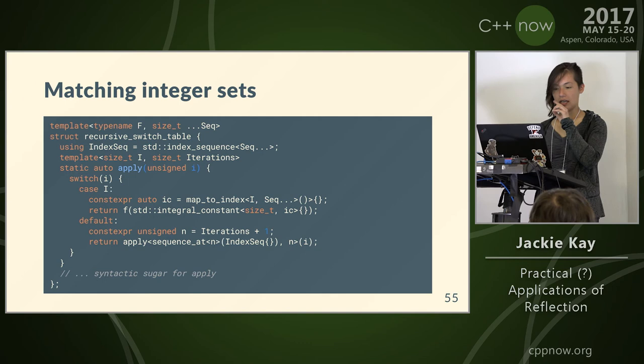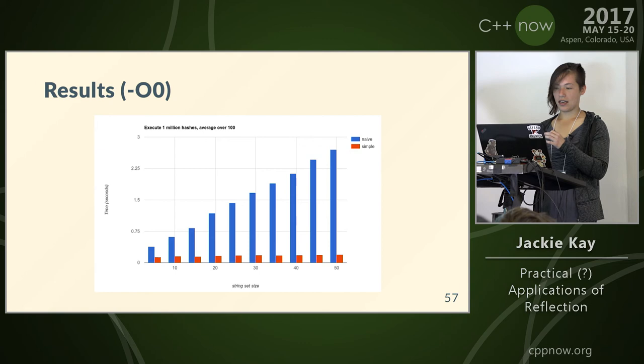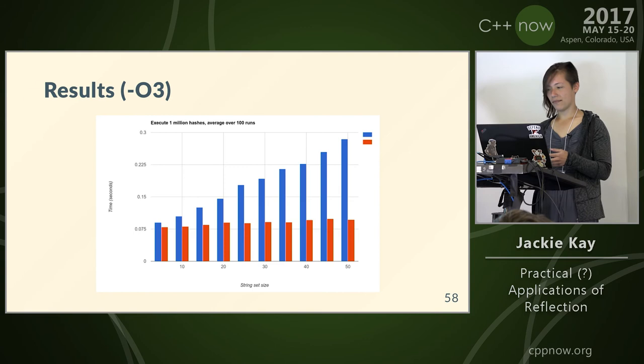So I wanted to benchmark this because I thought it was pretty cool. I generalized the stuff from the deserialize example into this thing, which expresses the same thing in a very terse way. Without optimizations, it did really well. The red is, hopefully, the hashing example, and the blue is the linear example. With optimizations, the legend got cut off a bit in this slide, sorry, we can see that the linear example grows linearly from 0 to 50.